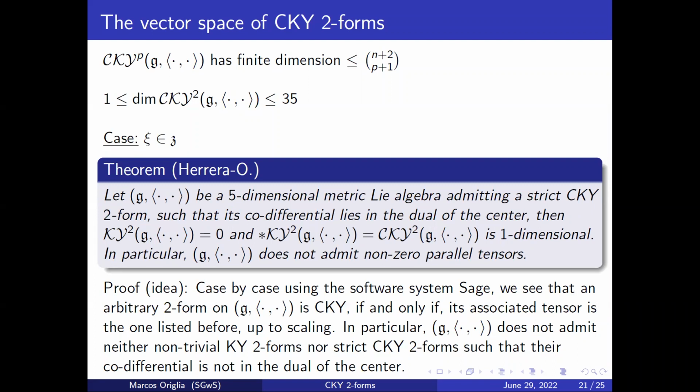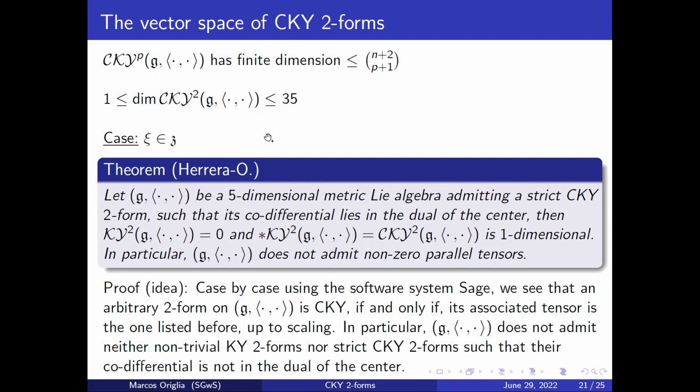Well, at the end, just something about the vector space of solutions of the conformal Killing equation. As I mentioned at the beginning, this vector space is bounded above in dimension by this number. So in the case of 2-forms, it's between 1 and 35. But as we will see, in our cases, the dimension is 1.